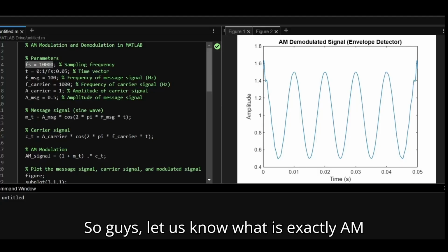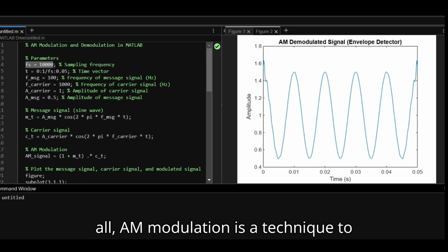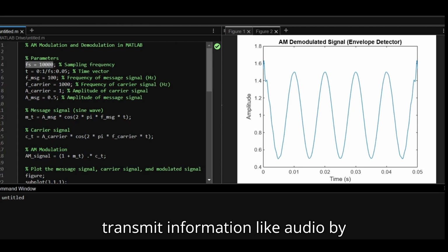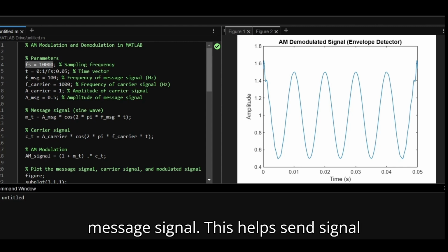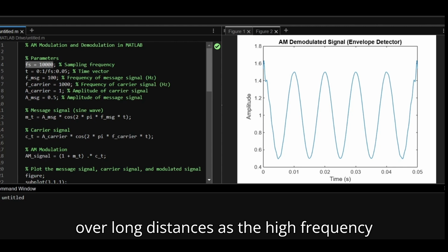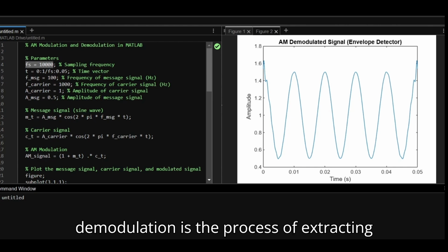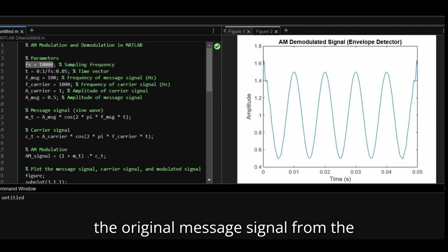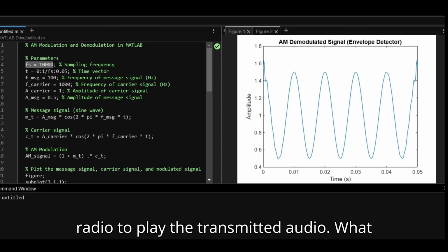So guys, let us know what exactly AM modulation and demodulation are. First of all, AM modulation is a technique to transmit information like audio by varying the amplitude of the high frequency carrier wave based on the message signal. This helps send signals over long distances, as the high frequency carrier can travel further. AM demodulation is the process of extracting the original message signal from the received AM wave, allowing devices like radios to play the transmitted audio.